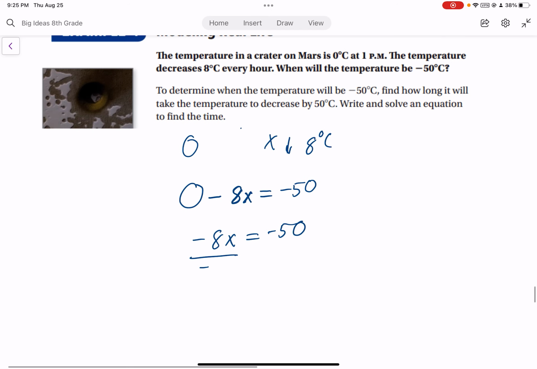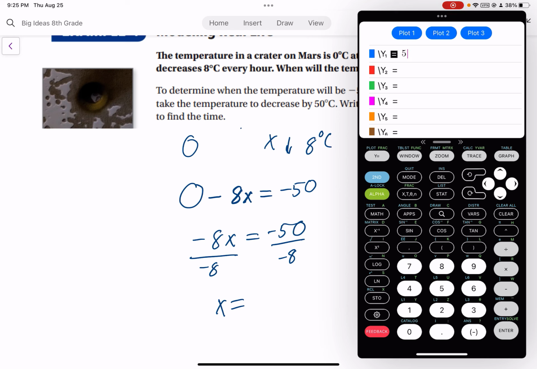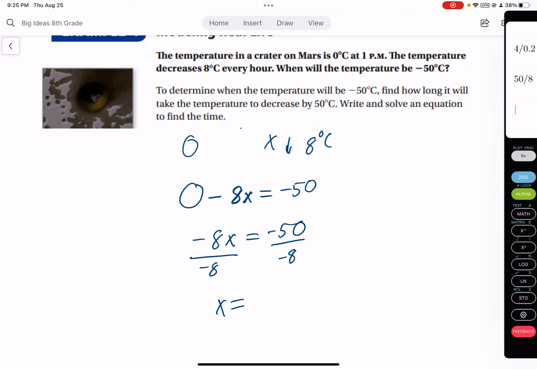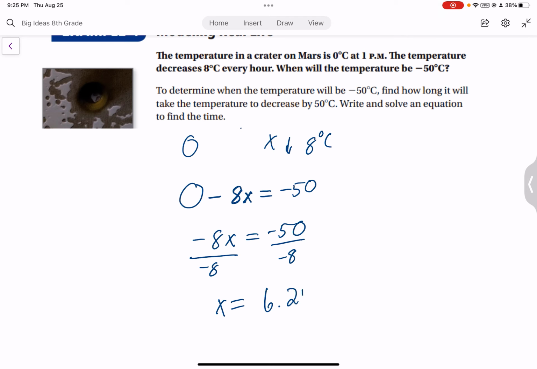And now we divide by negative 8 on both sides. And we say x is equal to 50 divided by 8, which gives us 6¼ hours, or 6.25 hours. And that is how we find that one out.